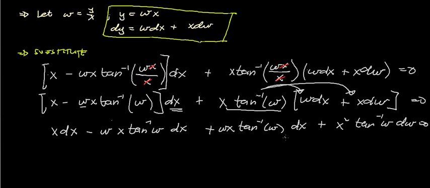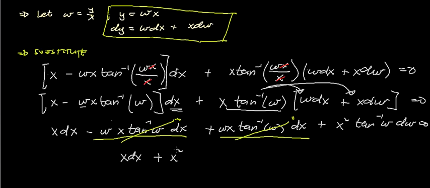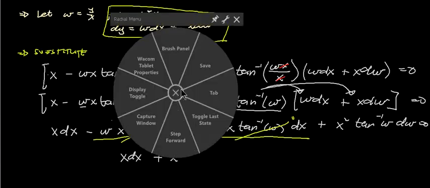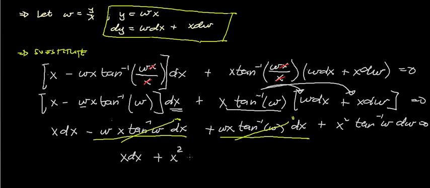So from here, let's try to simplify it further. As you can see here, we have negative and positive wx arctangent of w dx. So negative 1 plus 1, we can cancel this out because this is 0. So what we're left with here is x dx plus x squared arctangent of w dw is equal to 0.